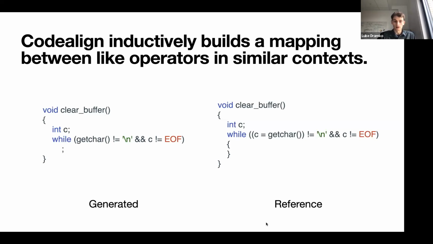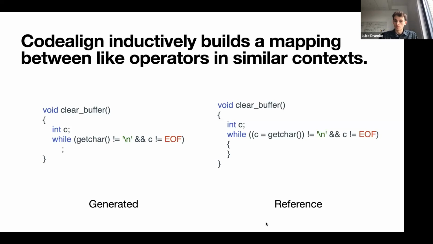In the generated code, the result of getChar is not assigned to the variable C, which means that when C is compared to end of file, in the C not equals EOF statement, that C is actually just uninitialized memory. Whereas the reference does this perhaps in the proper way, where the value is assigned from getChar. So it's that character that's being compared to the end of file. So a bit of a subtle difference here.